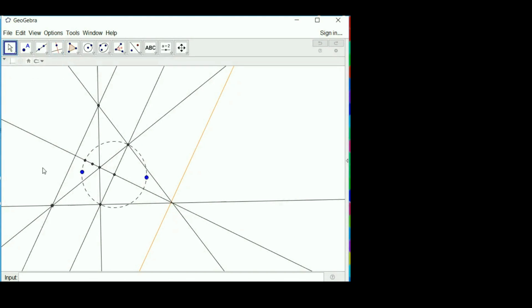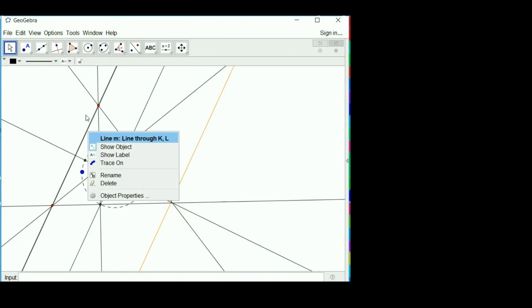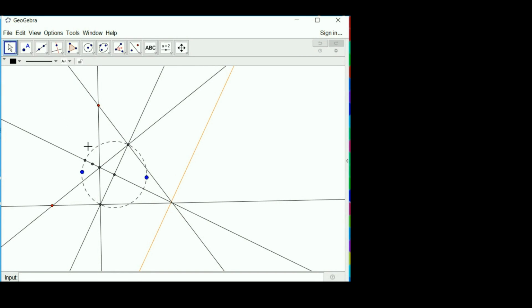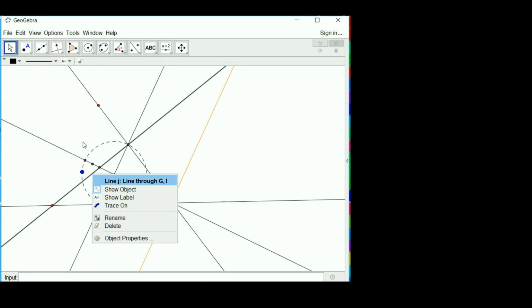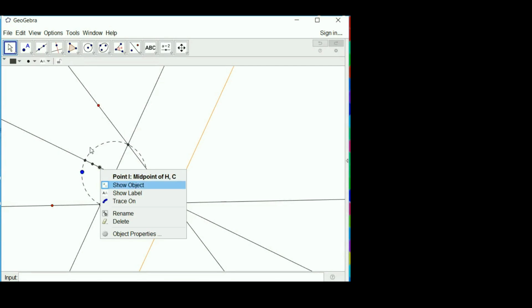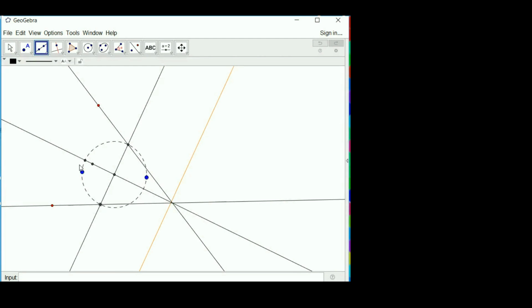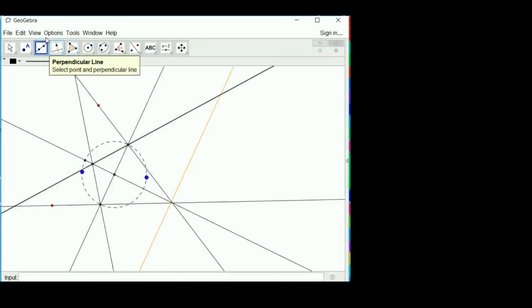Right, well, to avoid confusion, let's make these points red. And we can rub out this. Okay, so now we're going to use a new point. We'll draw these lines like this. And they're perpendiculars.